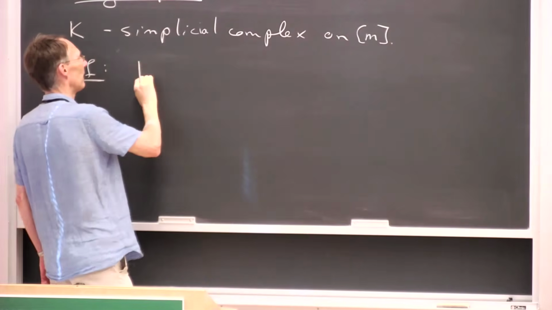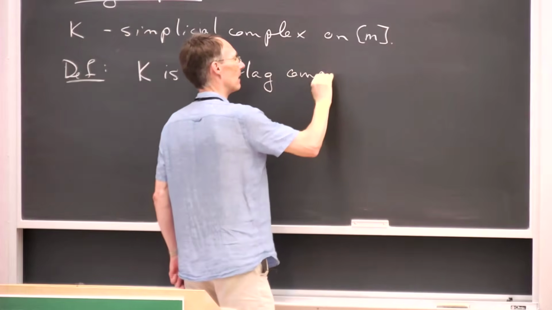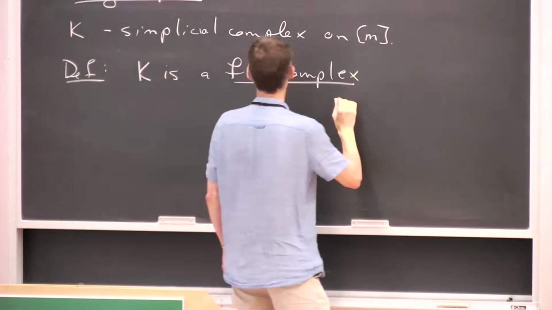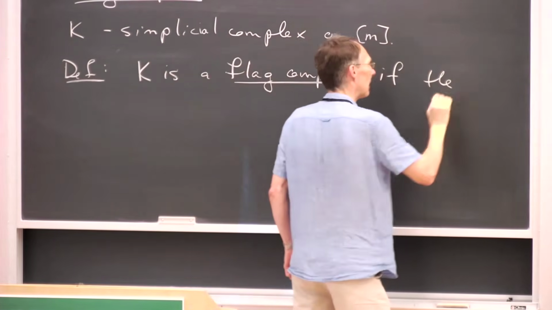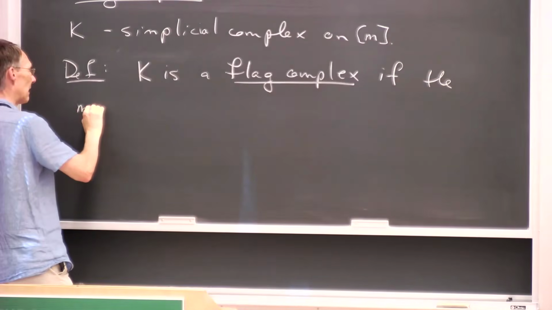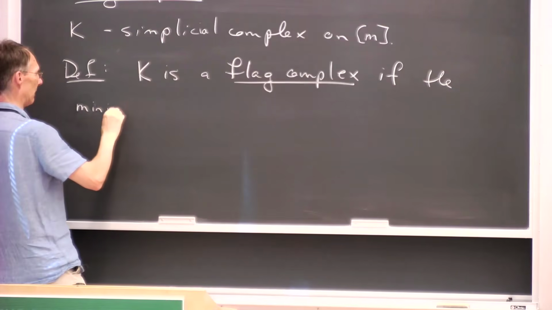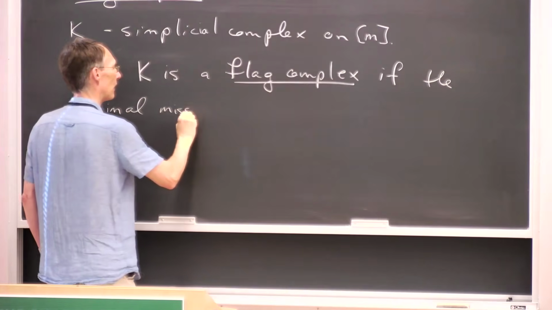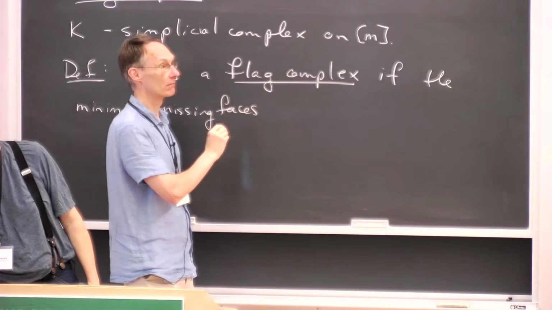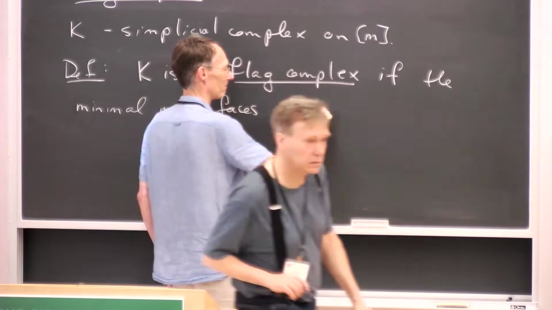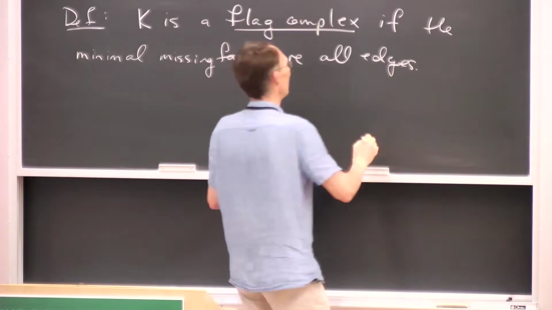And we say that K is a flag complex. There are different ways to characterize this; they're all the same. One way is if the minimal missing faces are all edges. I'll give an example in a minute.